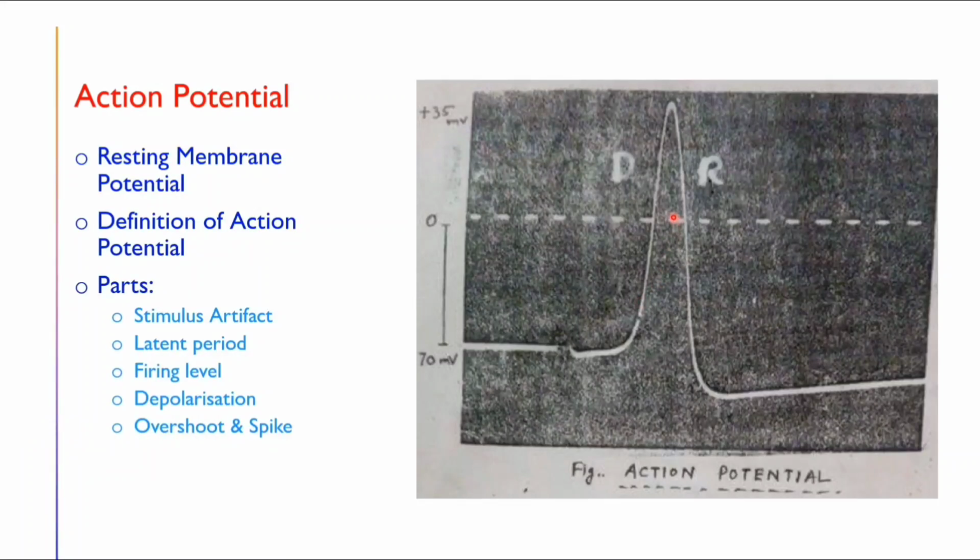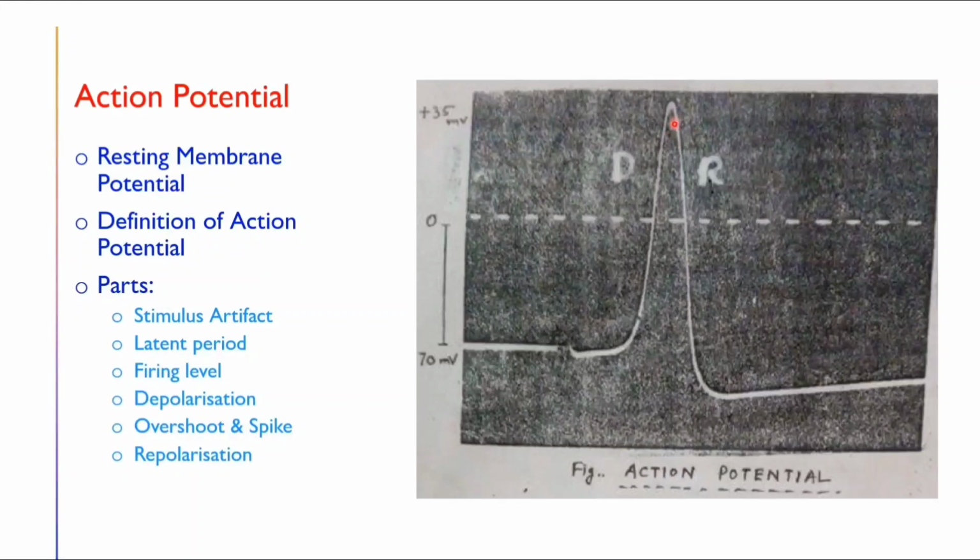Next is overshoot and spike. Whenever the membrane potential becomes more than 0, when it crosses the 0 mark, it is known as overshoot. So this portion is known as overshoot, and the spike is the pointy portion of the action potential. Whenever there is a pointy portion, it is the spike potential.